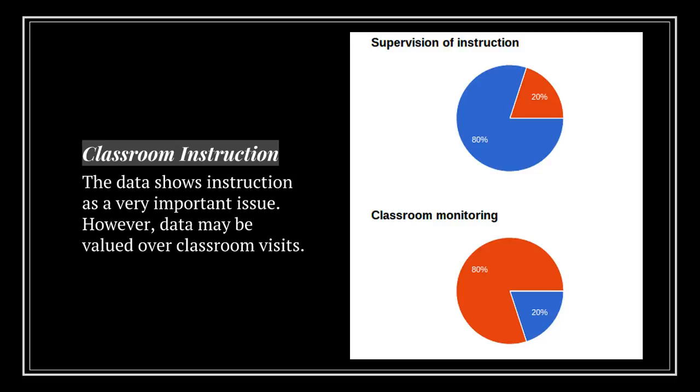The first area I looked at once I got the data was classroom instruction and classroom monitoring. Supervision of instruction is considered extremely critical to most of the respondents. However, classroom monitoring was only considered critical. This shows that data may be valued over classroom visits, which as a teacher I can say is very true in the Plain Local system. Classroom visits, especially at the high school level, are pretty much contained just to OTES walkthroughs and evaluations, where data is collected in classrooms on a weekly basis.